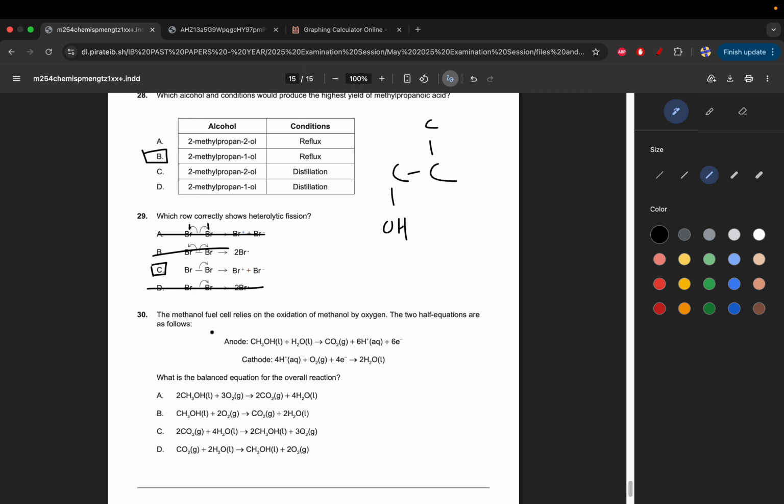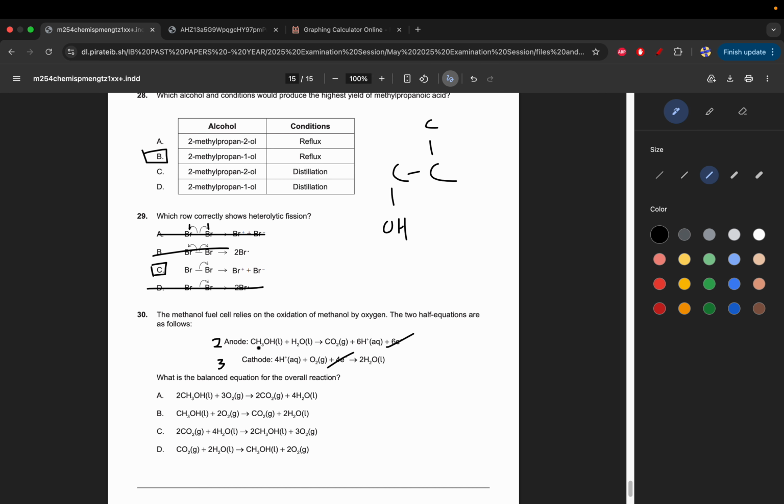The methanol fuel cell relies on the oxidation of methanol by oxygen. Two half equations are as follows. What is the balanced equation for the overall reaction? Okay, so we want to balance, first of all, the number of electrons. So we multiply the top one by 2 and we multiply the bottom one by 3. That way the electrons are gone. Then we can read across.